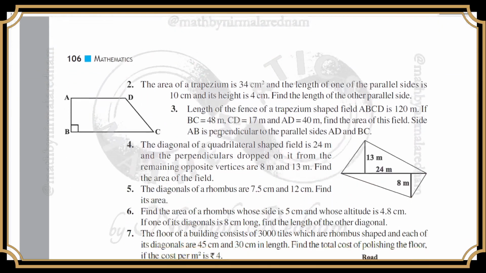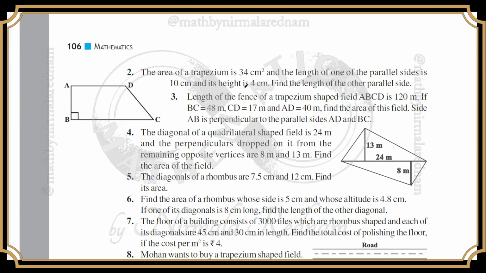Second question, area of a trapezium is 34 square centimeters. Length of one of the parallel sides is given, height is given. Can you find the other? You know that half into height, which is 4, into a plus b, where a is 10 plus b, is given as 34. So I'm going to equate these two and I can cancel this. So that gives me b is equal to 17 minus 10, which is nothing but 7 centimeters, right? So that is the answer for the second question.